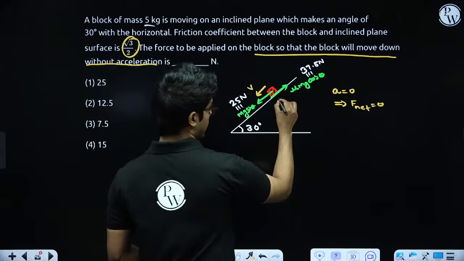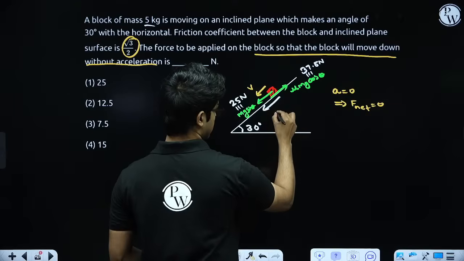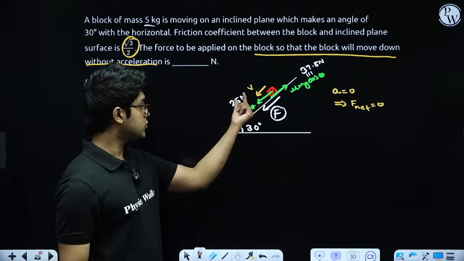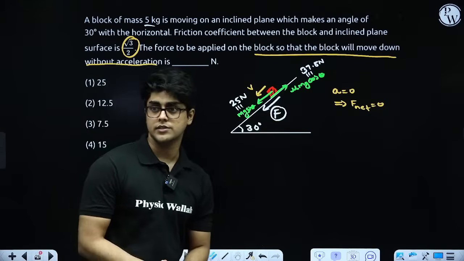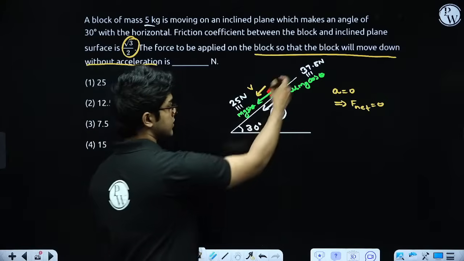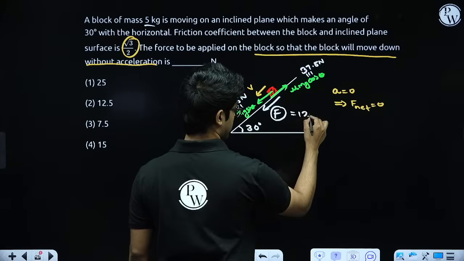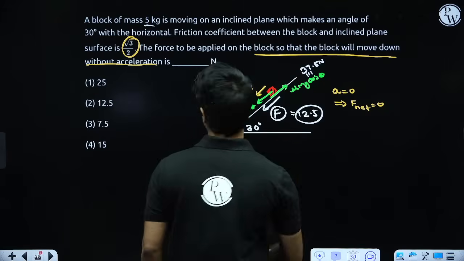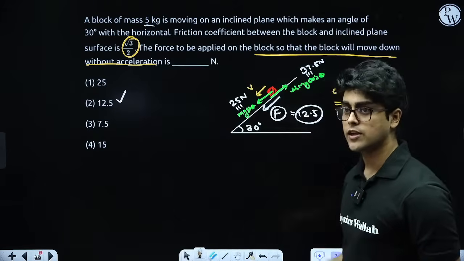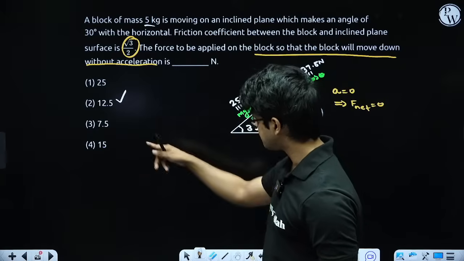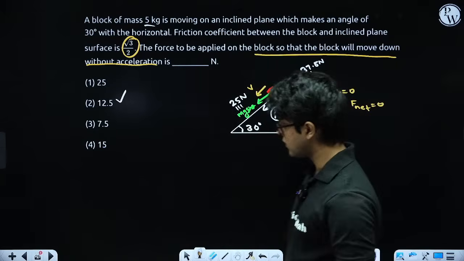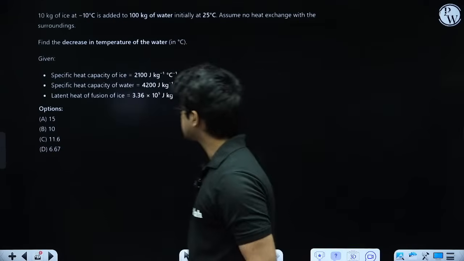Okay, so clearly friction force is larger than the mg sin theta force. So we'll have to apply the F force downhill. This is the force that we have to apply to support this 25 to balance out the 37.5 Newton. So 25 plus what is 37.5? 12.5. So 12.5 is the force that we have to apply in the downhill direction if I want to make the net force on the block 0. Okay, so that is this question.